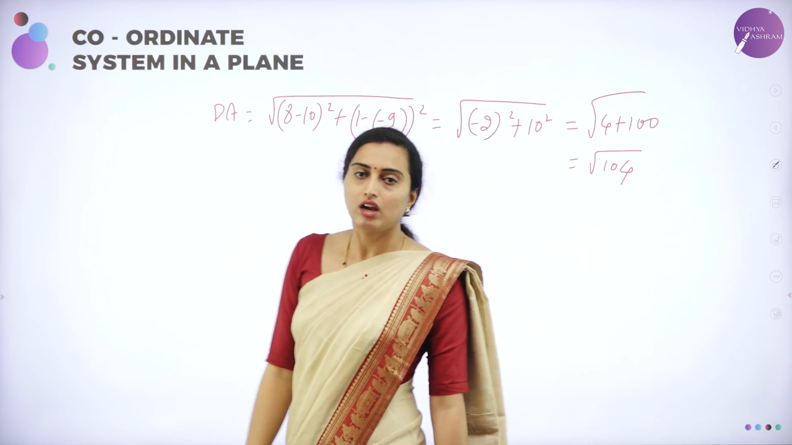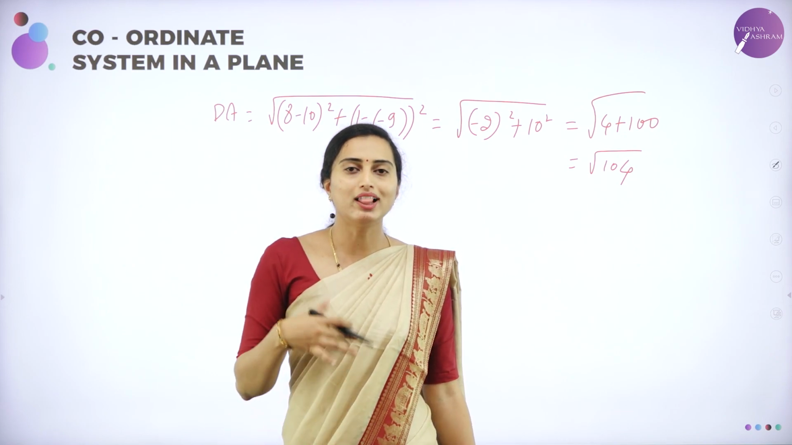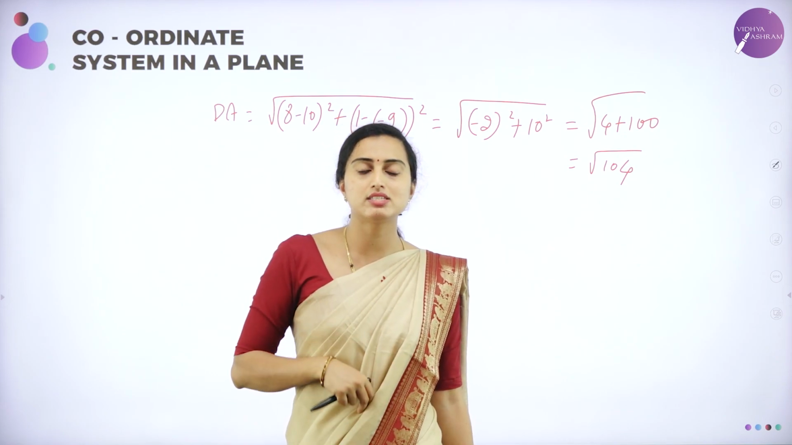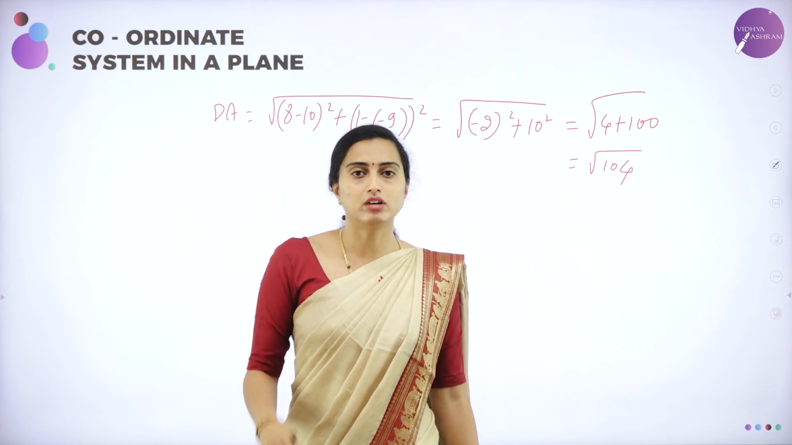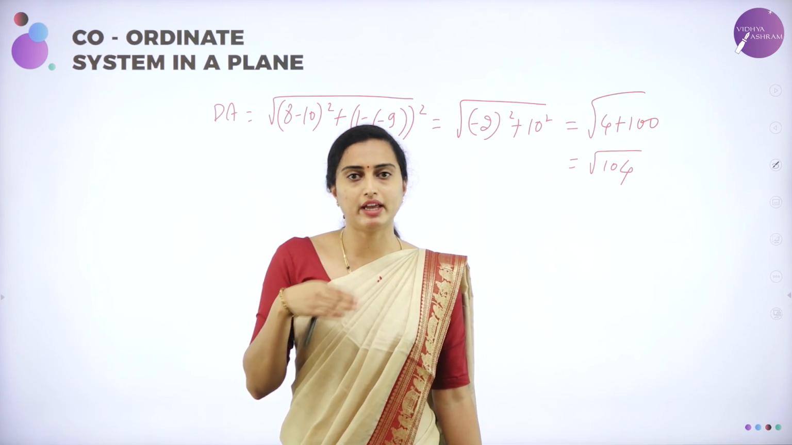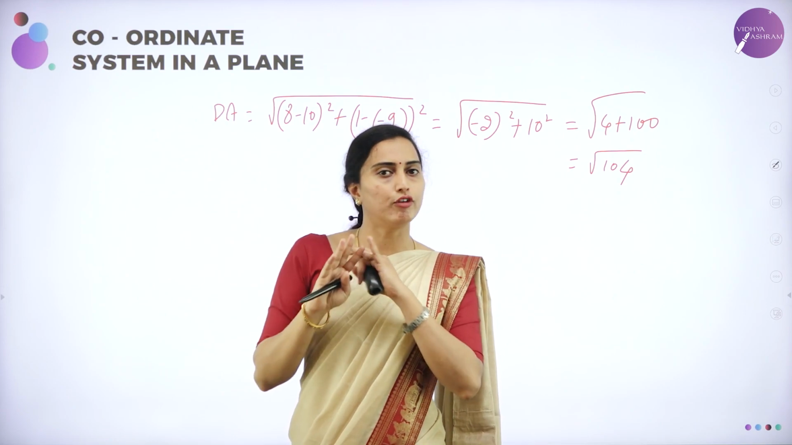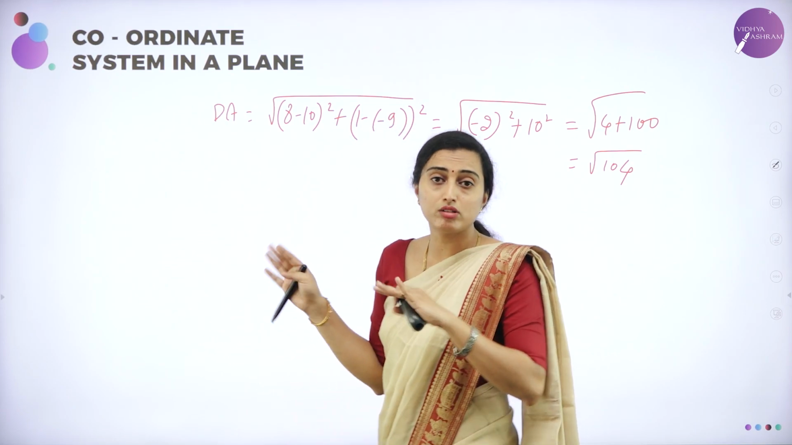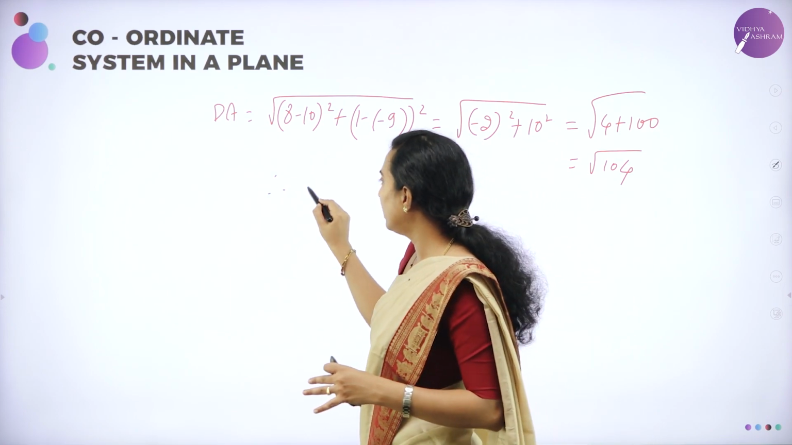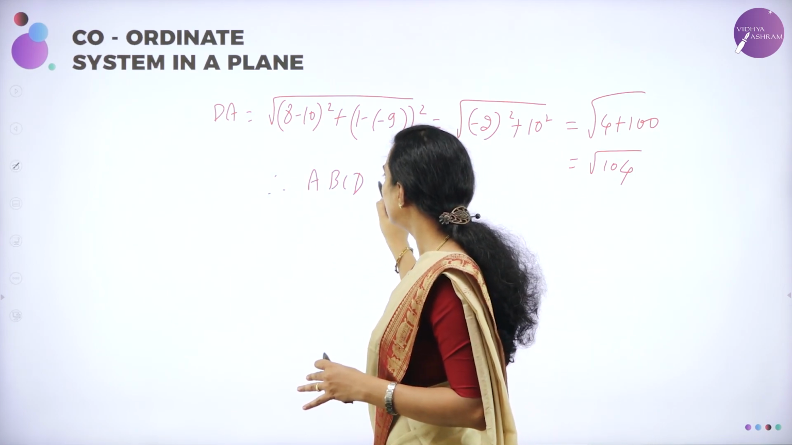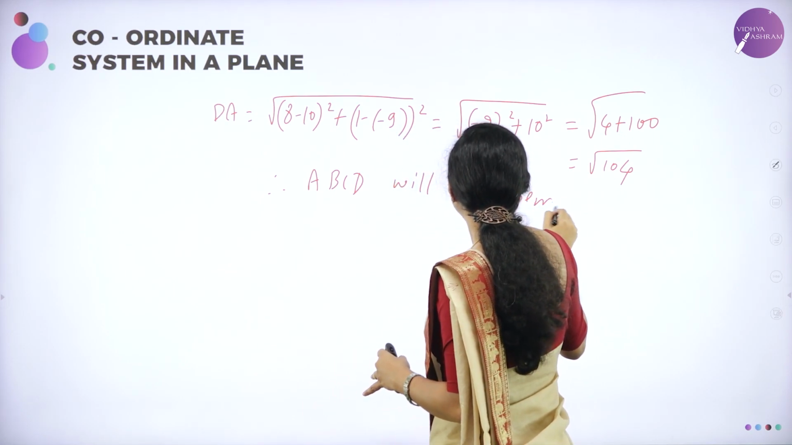All the sides are not equal but diagonals are equal, correct? When all the sides are equal and diagonals are not equal, it is said to be what? It is said to be a rectangle, isn't it? Here opposite sides are equal but diagonals are not. So this will not form a square at all, and it is not a rectangle or a parallelogram either. Therefore, ABCD will not form a square.